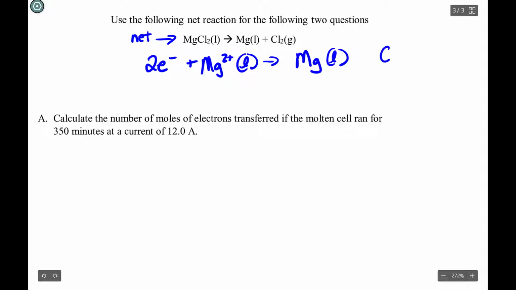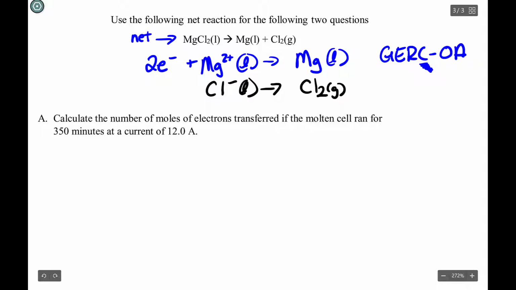So I know that this is gaining electrons, undergoing reduction at the cathode, and it's my oxidizing agent. So if there's a question about the magnesium, I know it's coming out at the cathode side of the battery. And then we also have a Cl minus liquid turning into Cl2 gas. That means I need to have 2 Cl minuses on this side and 2 electrons on this side.